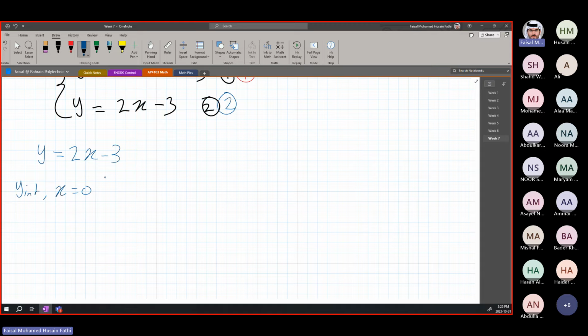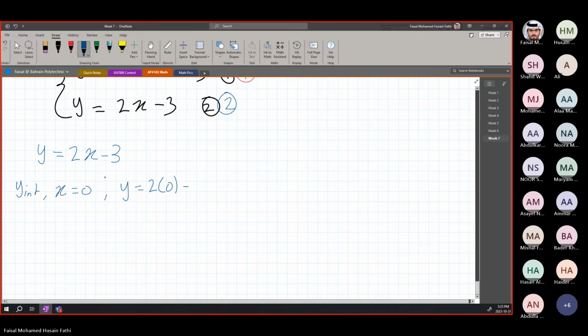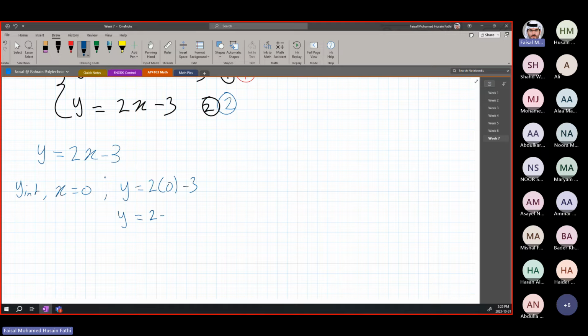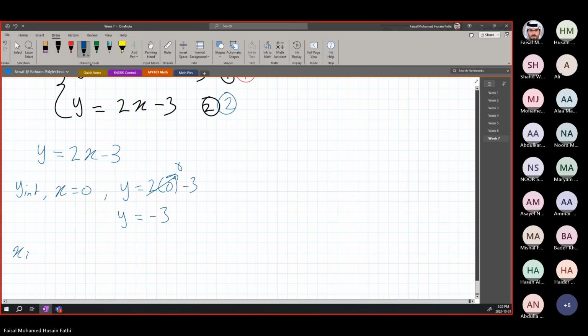Okay, y-intercept means when we substitute x equals 0, y is equal to 2 times 0 minus 3. So y is equal to 2 minus 3. Sorry, 2 times 0 goes to 0. So y is just equal to minus 3. I was about to make the same mistake. So y is just equal to minus 3. Found our y-intercept? Perfect.